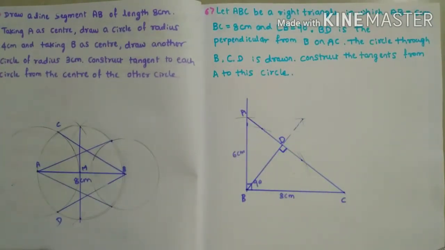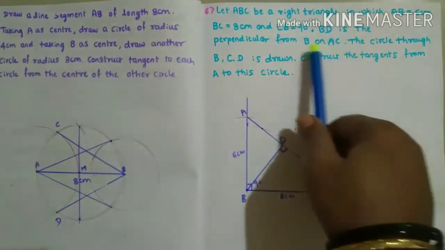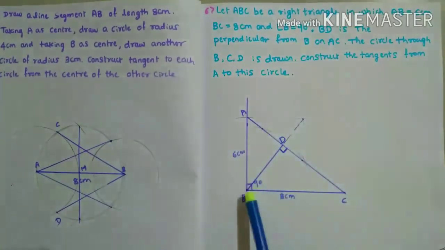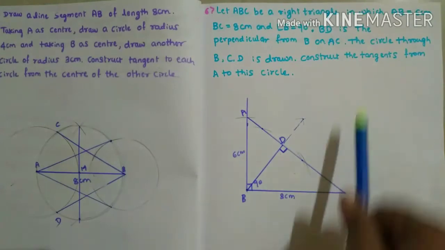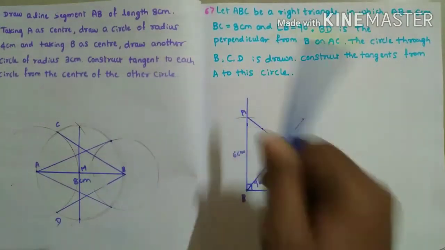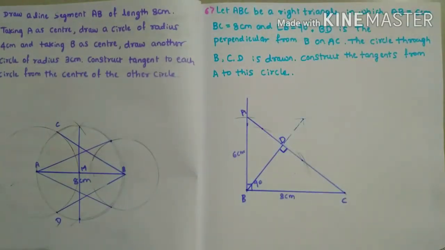Now we got, then what they told, BD is perpendicular from B on AC, we drew now. The circle through B, C, D is drawn. Now we have to draw one circle that should pass through B, C and D. And already in 9th standard you learned, in the semicircle all the angles will be 90 degrees.